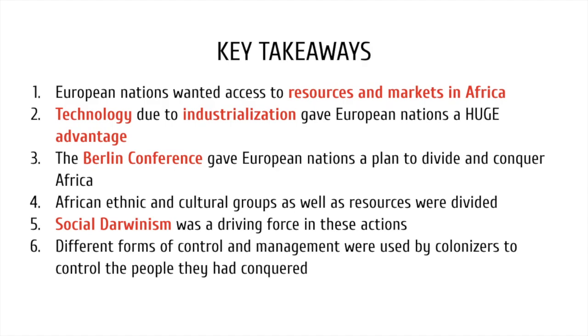The Berlin Conference is probably the biggest takeaway from this lesson, as European countries sat down and worked together to divide and conquer Africa, avoiding war with each other. That's going to come later. And African and ethnic culture groups, as well as resources, are going to be divided across the continent, which is going to have long-lasting effects. Social Darwinism is always within imperialism, as it's a main driving force, as Europeans believed that they were superior and therefore had a right to go about and do all these things.